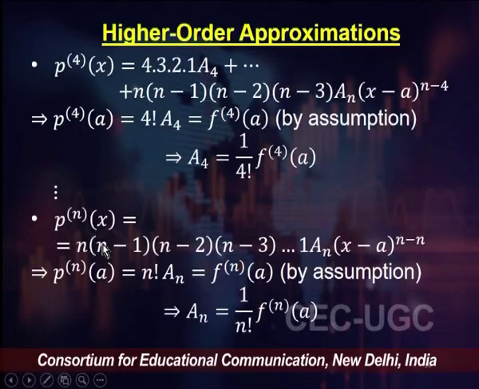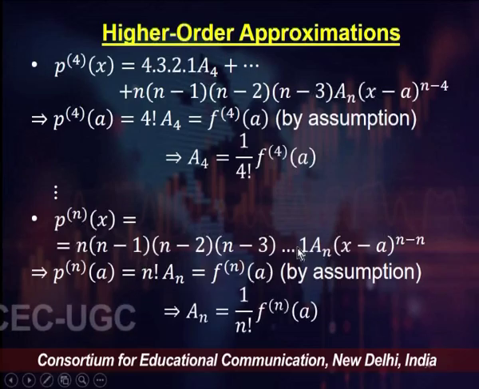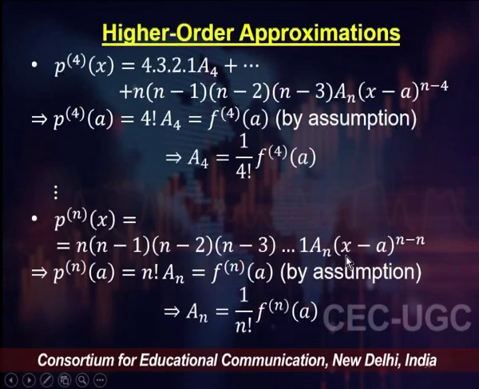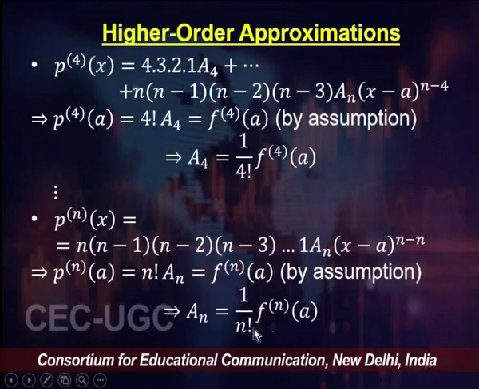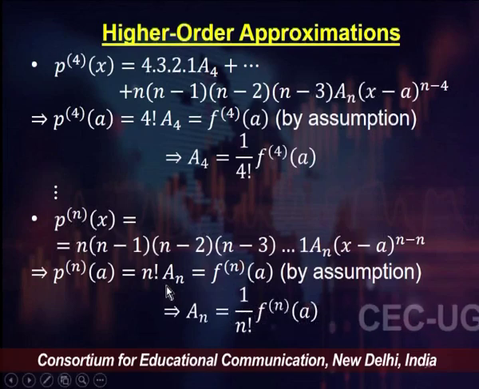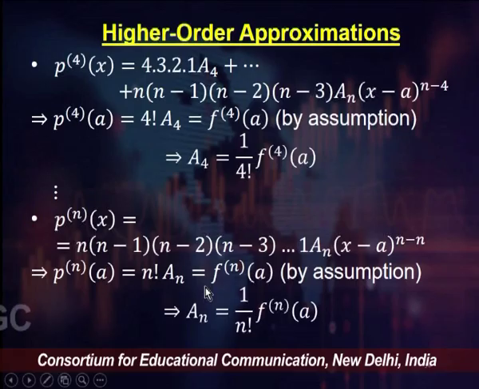And finally, you have the nth order derivative, which is going to be n times n minus 1 times n minus 2, all the way down to 1, times an times (x minus a) to the power n minus n, which is 0. So this term (x minus a) will vanish, and this then gives us the nth derivative of the polynomial at a as n factorial times an, which is equal, by assumption, to the nth derivative of the function at a. This then implies that an is equal to 1 by n factorial, the nth derivative of the function at a. Okay, let's collect all these results now.